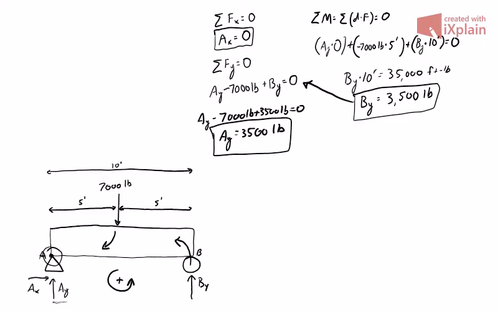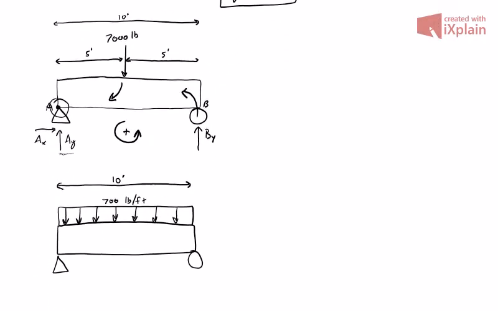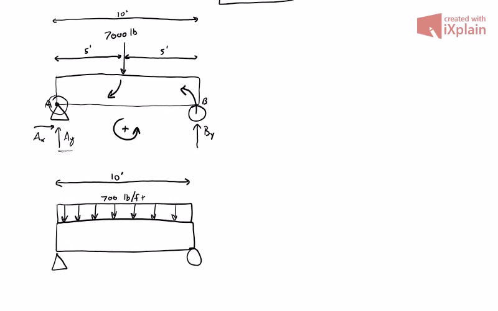So if we want to go ahead and take a look at 1B, we have what's called a distributed load going between our point A and our point B on our simply supported beam. It's 700 pounds per foot, and it's spread out over the entire 10-foot distance of our beam. So the way we're going to deal with these distributed loads is we're going to simplify the problem by determining the equivalent point load for that distributed load. So it's 700 pounds per foot acting over 10 feet.